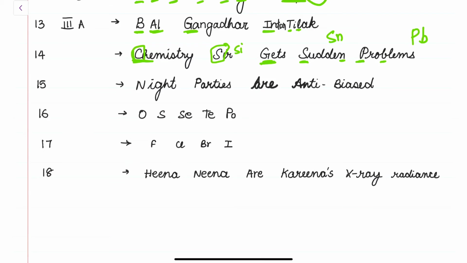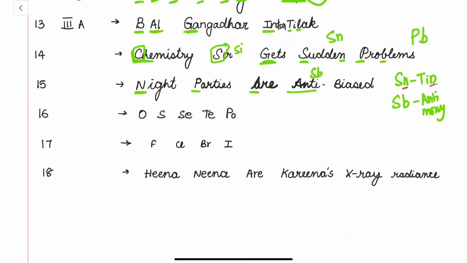Moving on to the 15th group of elements, night parties are anti-biased. Okay, I know this is strange, but yeah. So N for nitrogen, parties, P for phosphorus, As for arsenic. Night parties are anti, so anti is for antimony. Alright, so you should remember one thing, that Sn is for tin and Sb is for antimony. So how do you remember this? Again, tin, so Sn. Okay, so the other one would be for antimony.